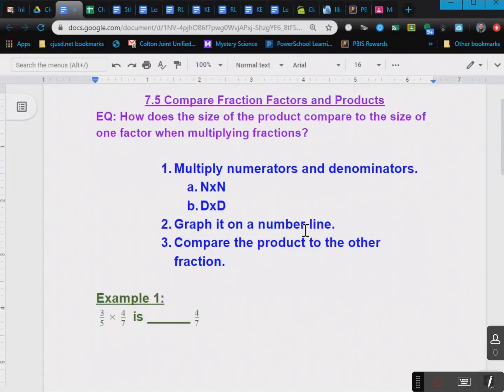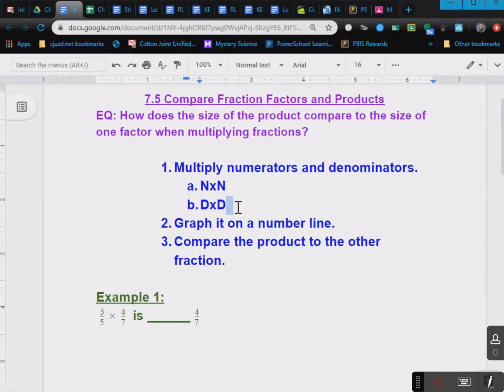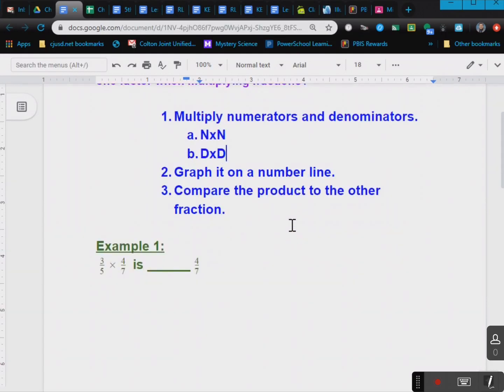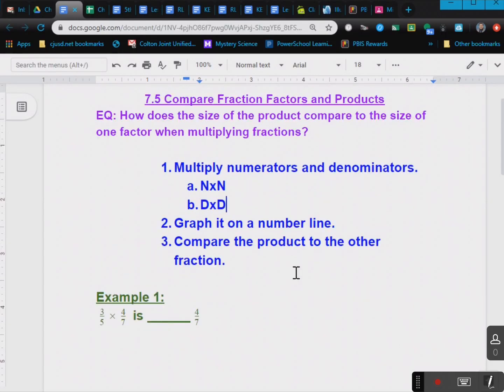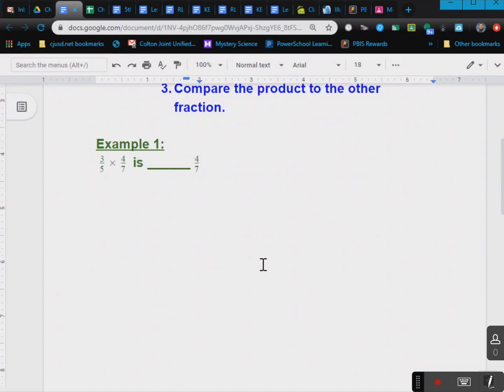So you have to multiply numerators and denominators like normal, numerator times numerator, denominator times denominator. You might want to make a number line, you don't have to, but sometimes it's good to make a number line to see where it would fall, and then you need to compare it to the other fraction. So please write down these steps. Alright, and let's go ahead and do the two examples.